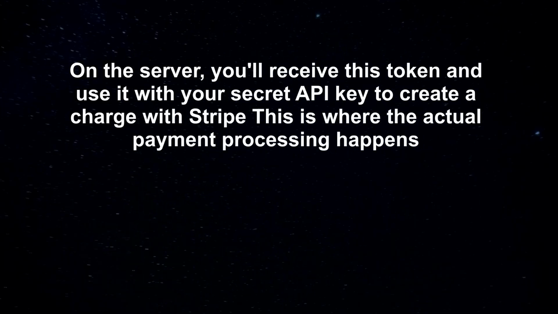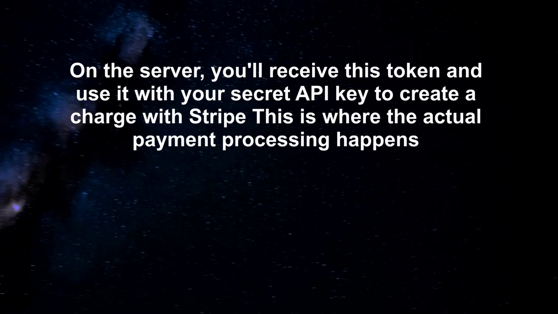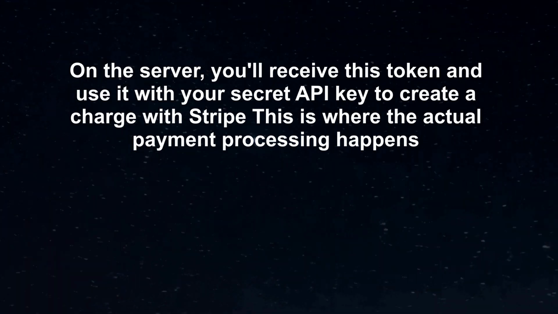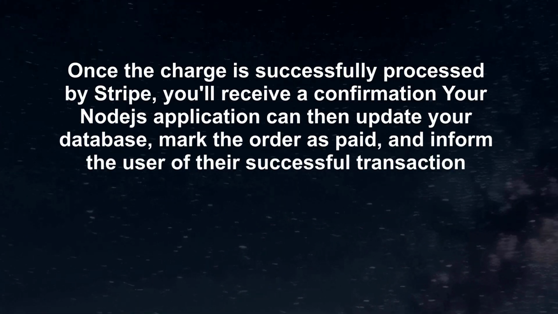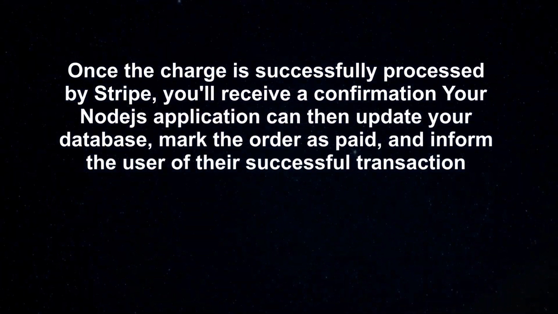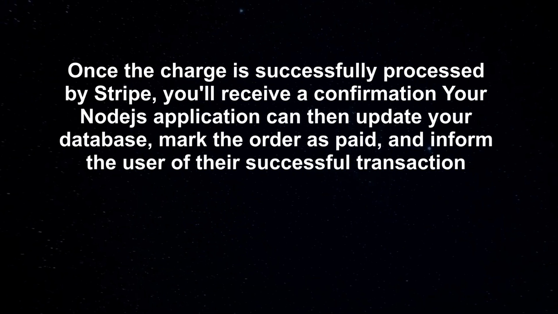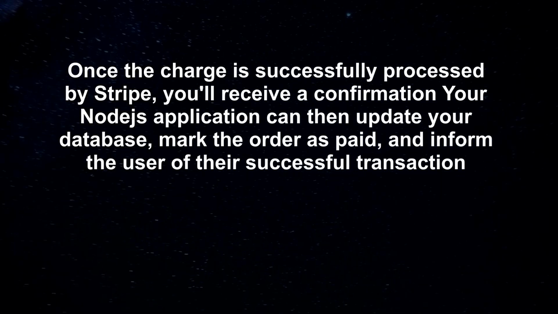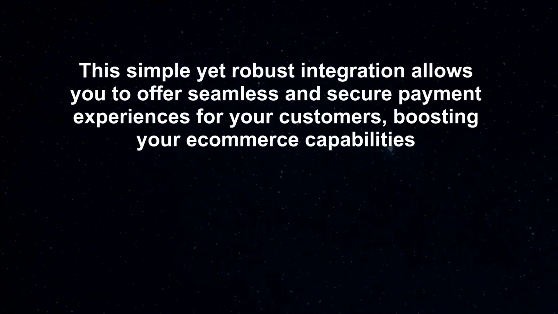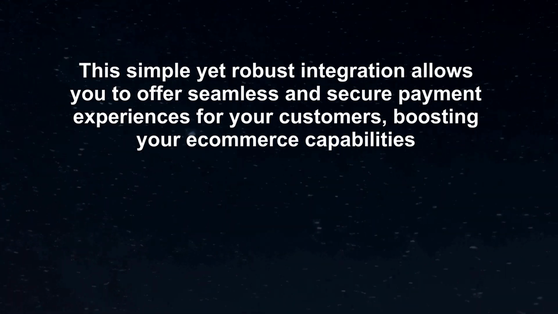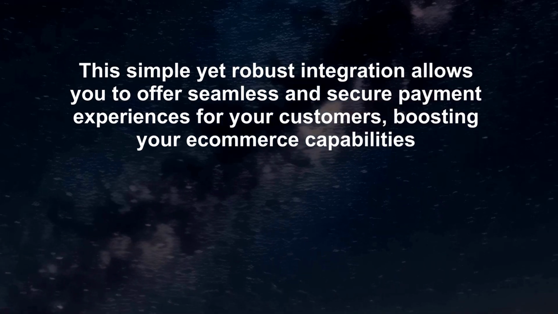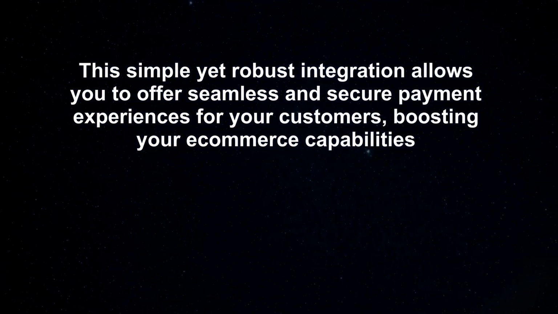On the server, you'll receive this token and use it with your secret API key to create a charge with Stripe. This is where the actual payment processing happens. Once the charge is successfully processed by Stripe, you'll receive a confirmation. Your Node.js application can then update your database, mark the order as paid, and inform the user of their successful transaction. This simple yet robust integration allows you to offer seamless and secure payment experiences for your customers, boosting your e-commerce capabilities.